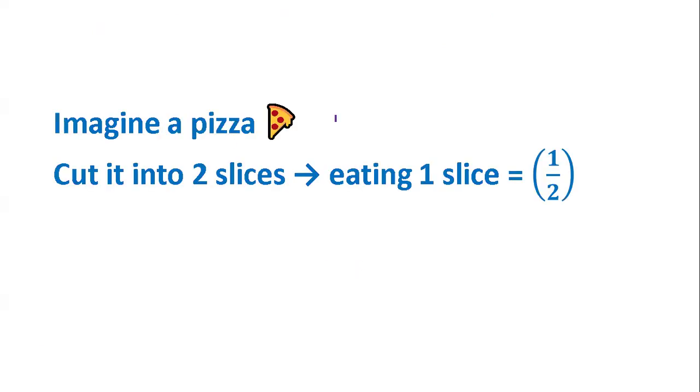Next, imagine a pizza. See, this is one pizza. Cut it into 2 slices. See here, I am cutting this pizza into 2 slices. Eating one slice is equal to 1 by 2. That means if we eat this part, it becomes 1 by 2. Total parts 2, eating one part, that becomes 1 by 2.